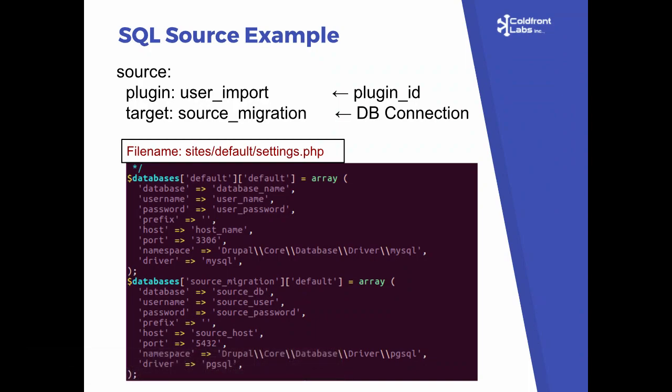For the SQL plugins, you have the plugin name, which is the plugin ID. You also have a source migration. The source migration is basically a DB connection. As you can see in the example, this is the settings file in your actual Drupal 8 site. You'll have your default connection, then after that you can define your source migration. You can actually call it anything you want, and just specify it as your target. I use source migration. It's just building a connection to the actual site. So in this one, we're doing a Postgres to MySQL migration because the source is a Postgres site.